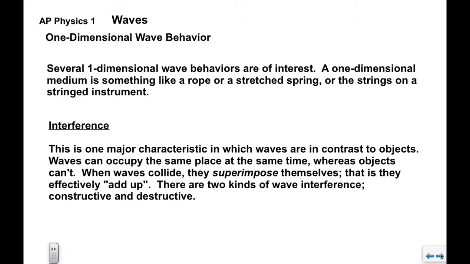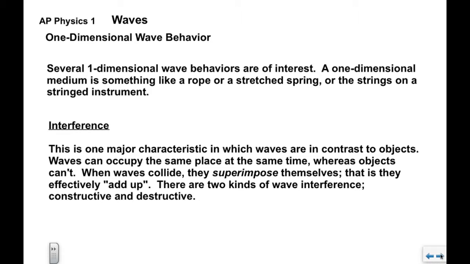And the last one is called interference. This is another major characteristic in which waves differ from objects. Waves can occupy the same place at the same time. Objects can't. When waves collide with each other, they superimpose themselves. That is, they effectively add up. There are two kinds of wave interference, constructive and destructive.